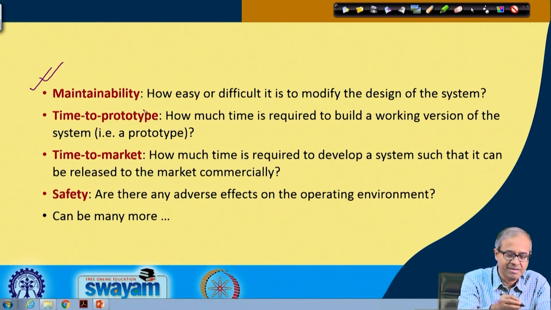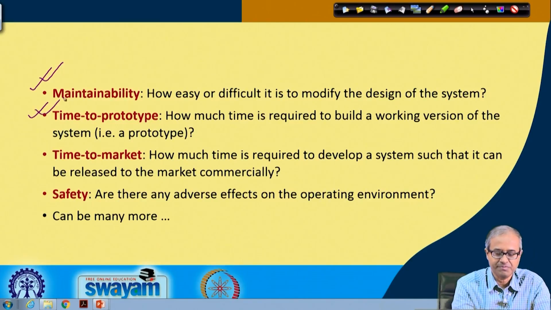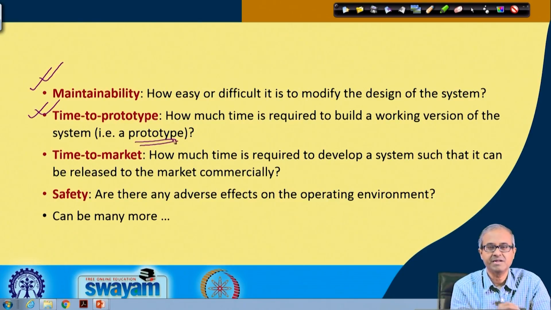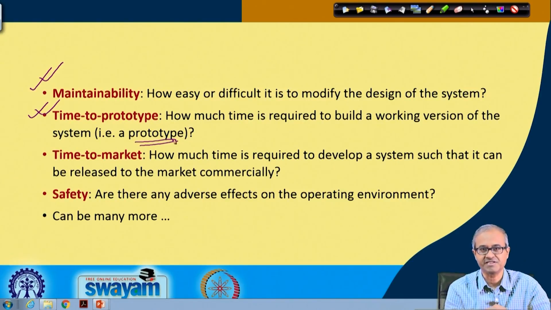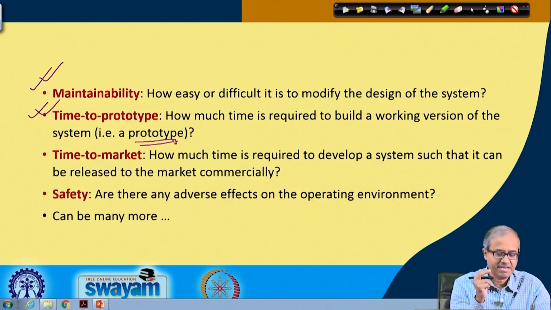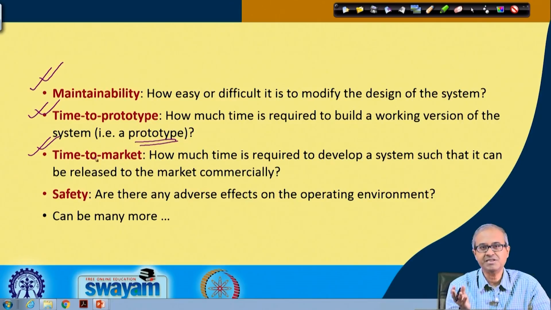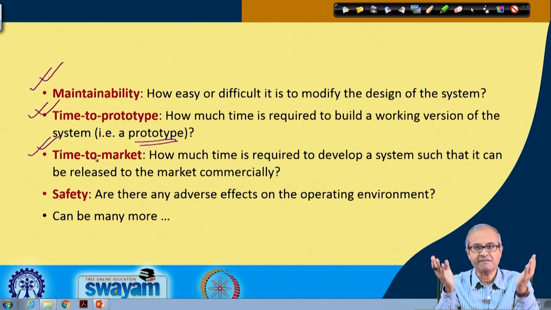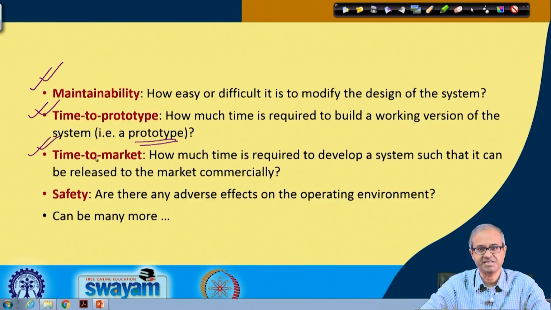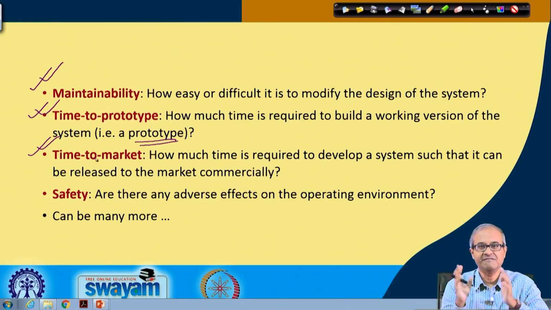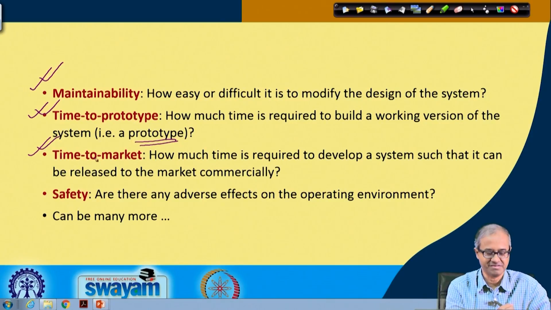Okay. Then time to prototype. How much time is required to build the first working version of the system? That is called a prototype. How much time is required to have the first version ready so that you can test? And after the prototyping is done, time to market. How much time is required to build a finished product which can be sold in the market? Well, prototyping and finished products are two entirely different things. Finished products have to have durability, finishing, quality, everything in place, right.